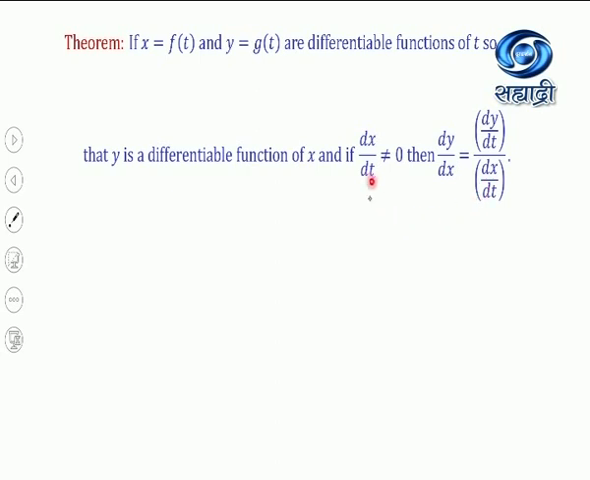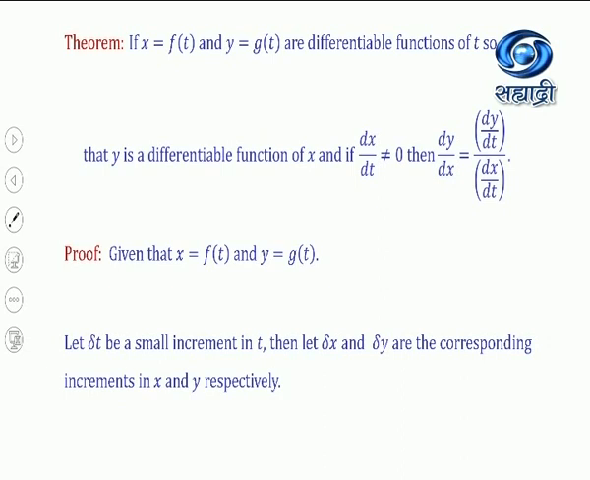Here we provide dx by dt not equal to 0 because it is a denominator. If a denominator becomes 0, then we can't define it. So we provide dx by dt not equal to 0. Now, here we are going to see the proof of this theorem. Now, given things are x equal to f of t and y equal to g of t.